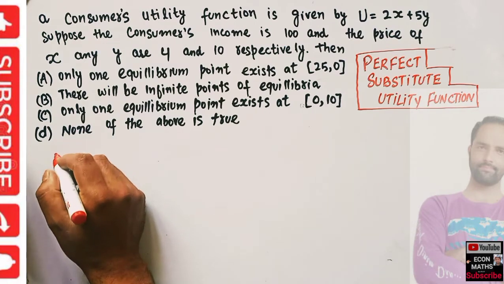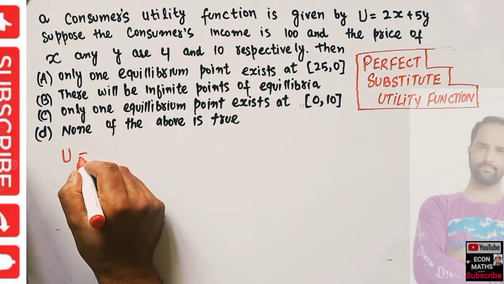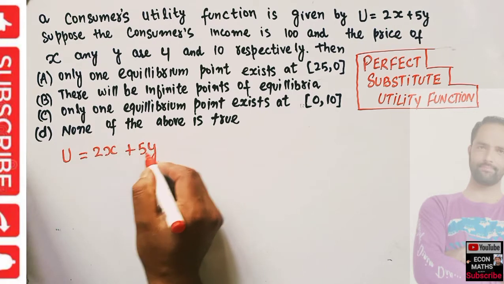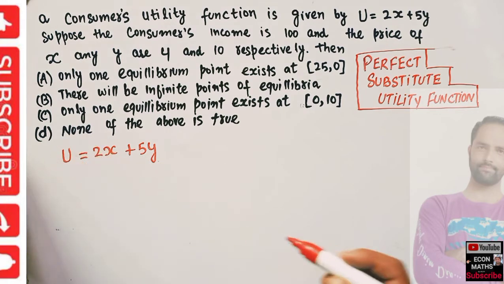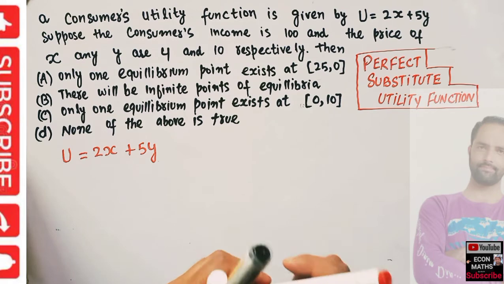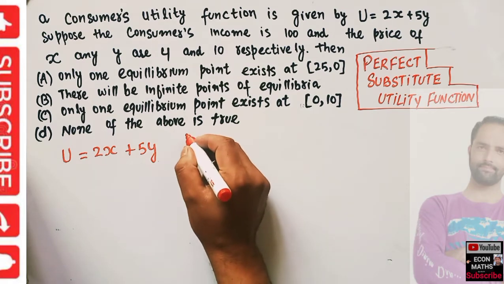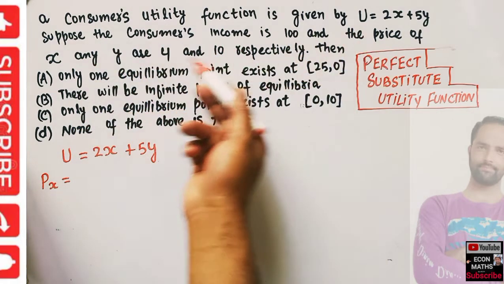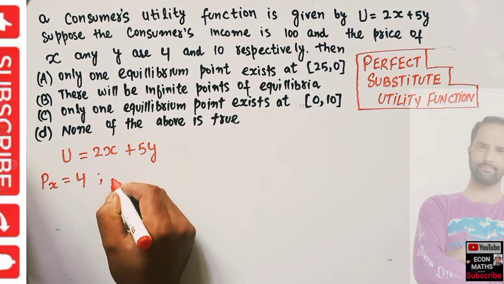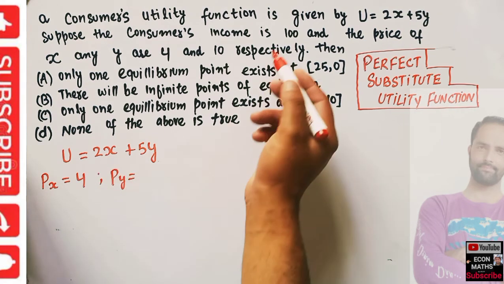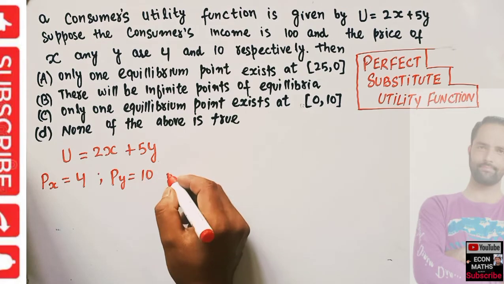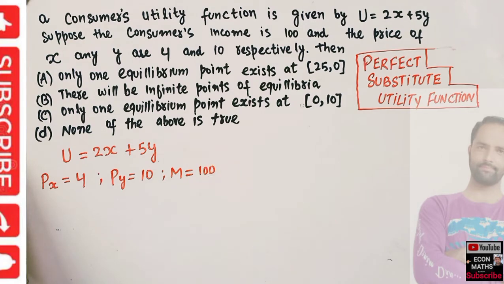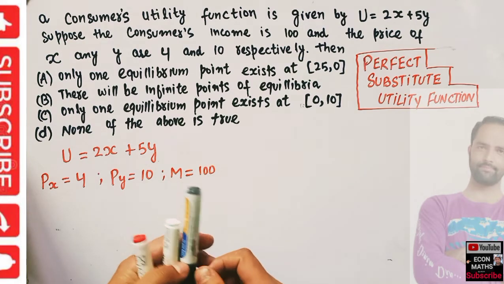So what we are being given is the utility function u is equal to 2x plus 5y. X and y are the two goods, and this is actually a perfect substitute utility function. Also we are being told that the price of good X is $4, the price of good Y is $10, and total income, let's denote it by M, of the consumer is $100.